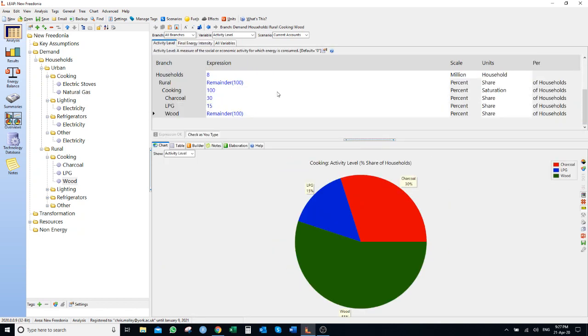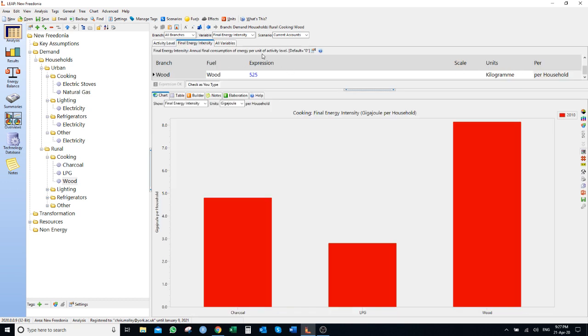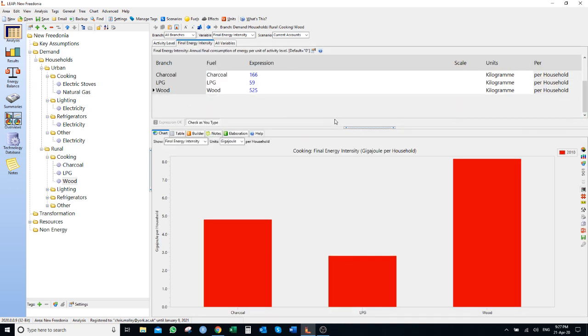So now I have the activity level. I have the number of households who are using these different fuels, and I have the amount of energy that is consumed per household. This allows me to calculate the total energy consumption and eventually the emissions associated with using these different types of fuels. Let's see what it says for the other activities.